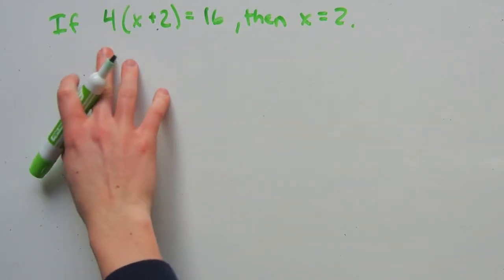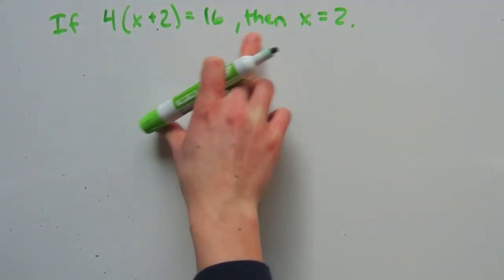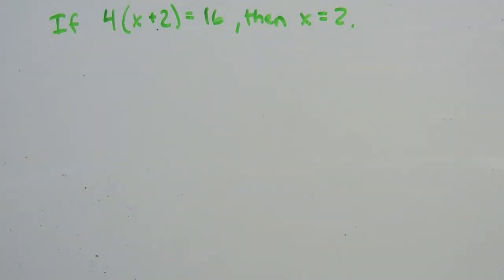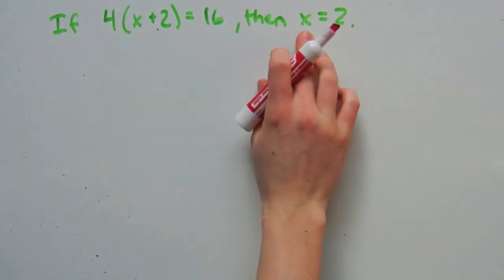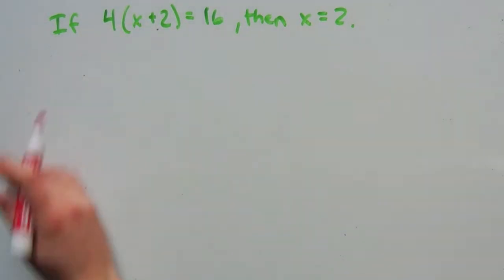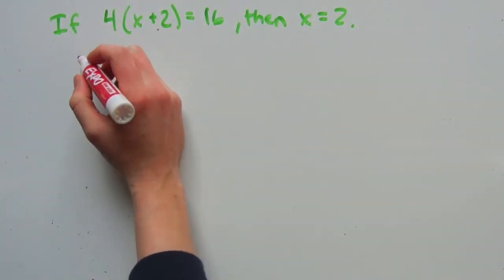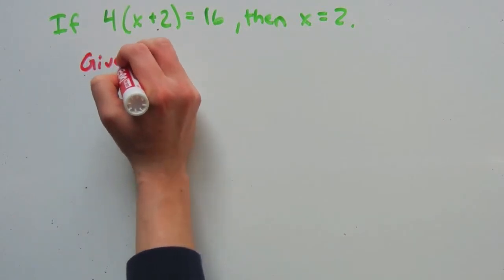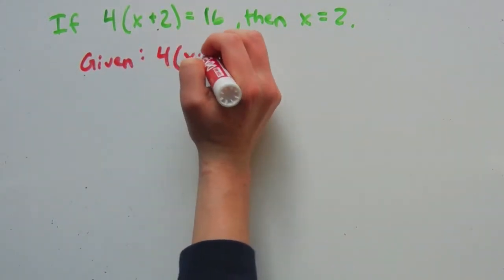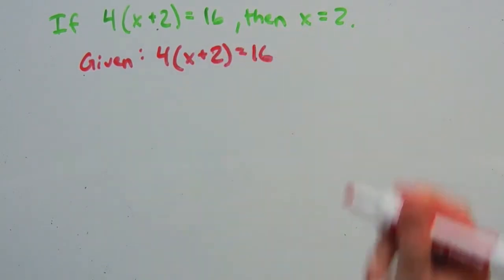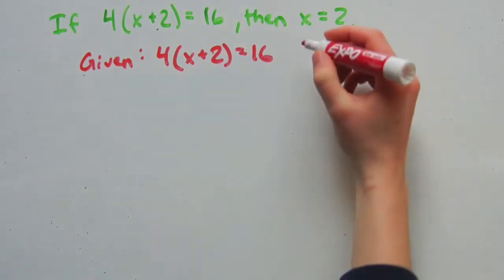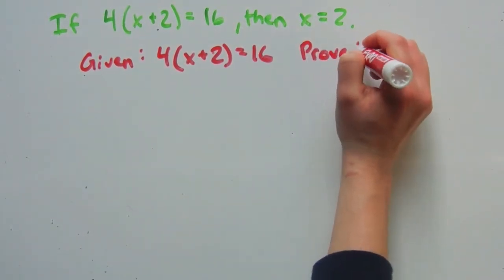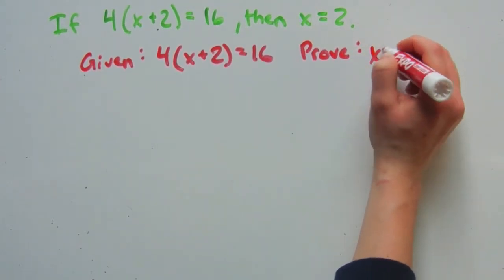So we have to prove if 4 times x plus 2 equals 16, then x equals 2. So let's go through our steps. Understand what it's saying. So we need to show that x is equal to 2. So we need to show that that variable is equal to that numeric value. List what's given. We're given that 4 times x plus 2 equals 16. We can't really illustrate that, so we're going to skip that step. And now we have to list what we need to prove. And that's that x is equal to 2.